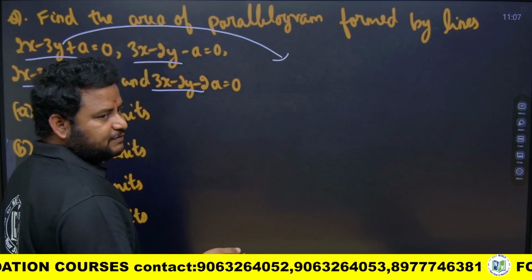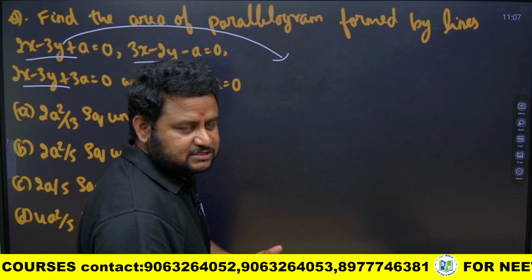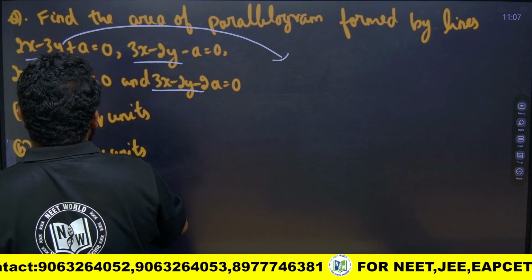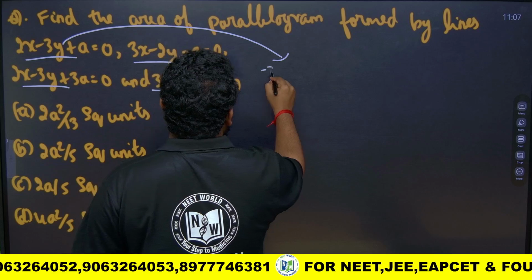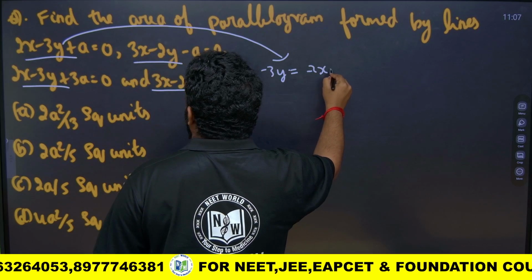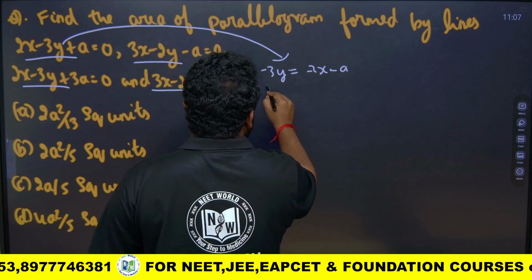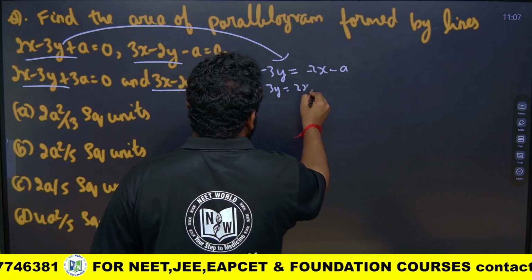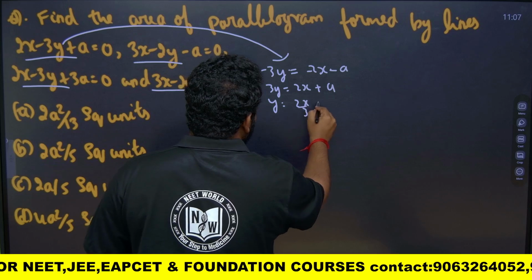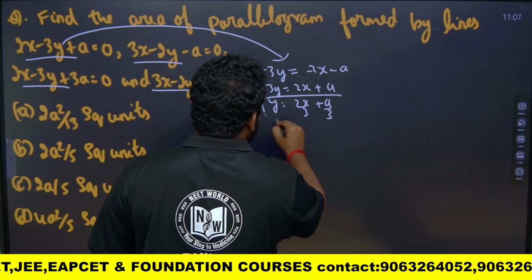That is, the equation in standard form means y is equal to mx plus c form. This we have, 2x minus 3y plus a is equal to 0. So this will become minus 3y is equal to minus 2x minus a. So 3y is equal to 2x plus a. Okay, y will be equal to 2x by 3 plus a by 3.